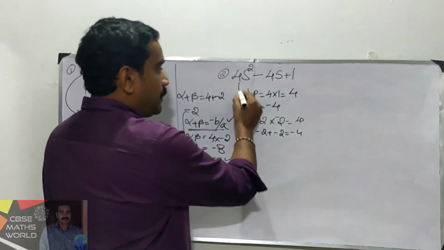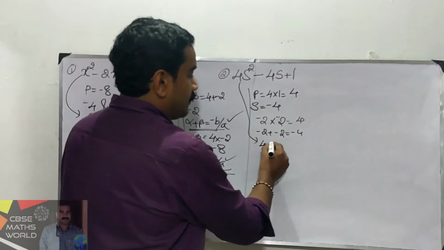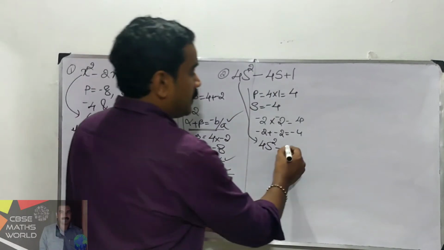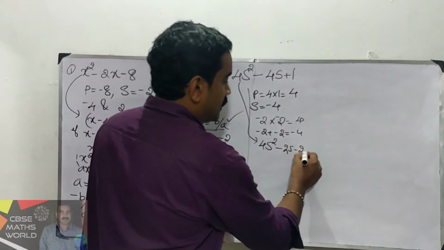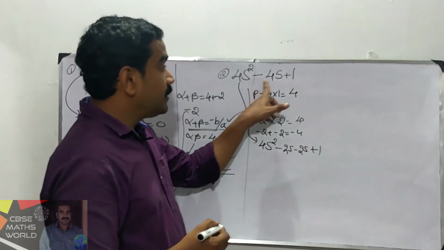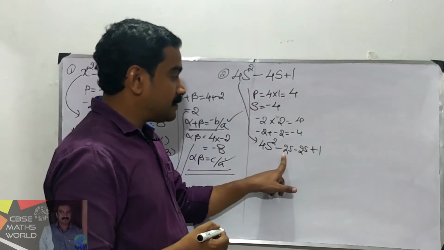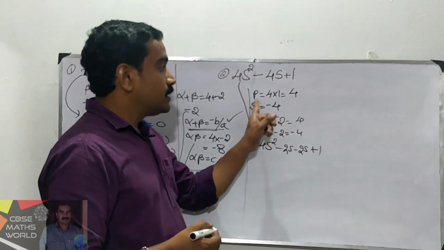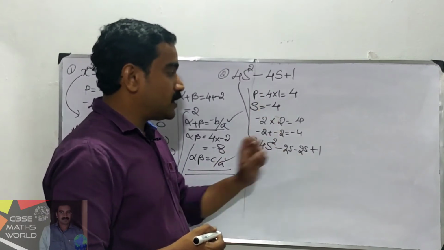So we can split the middle term this way. The first term is 4s square. The second term, minus 4s, we can split as minus 2s minus 2s. And this one is 1. How are we splitting the middle term? Minus 4s we are splitting as minus 2s minus 2s. From where did we get this minus 2 and minus 2? By checking the product and the sum. Okay, minus 2s minus 2s.